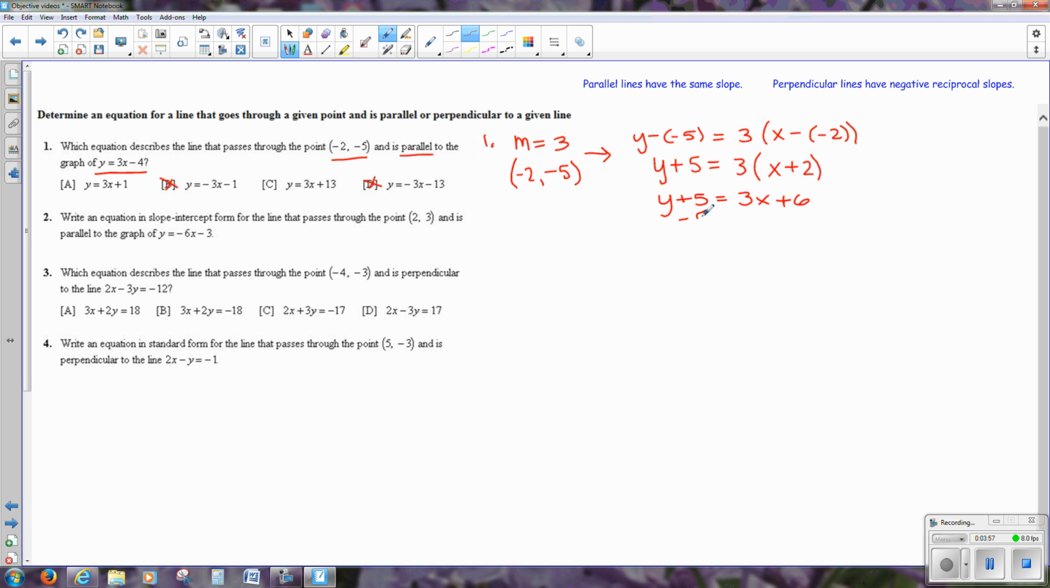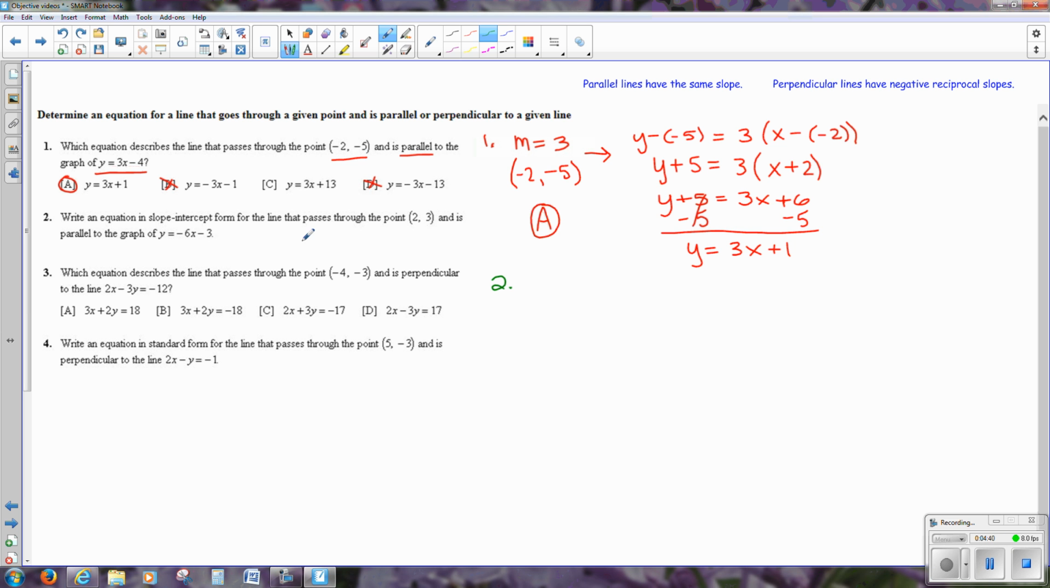And then to finish solving for y, I'm going to subtract 5 on each side. So now we know that y equals 3x plus 1. That means we're going to want to choose choice A. And remember, if you don't get something that's an answer choice, you need to go back, check through your work, and figure out what you did wrong.